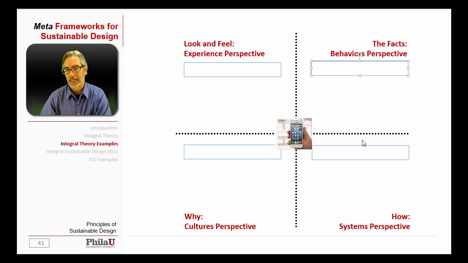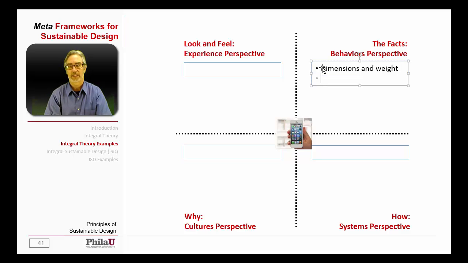Okay. So now I'm going to be showing you a layout of integral theory and how we might use it to analyze a cell phone and get a better sense of whether that cell phone is sustainable or not. So this is the iPhone, and certainly it has certain dimensions and weight, right? I have to look at the keyboard when I type. I also can't type, so if I mistype, that's my fault.